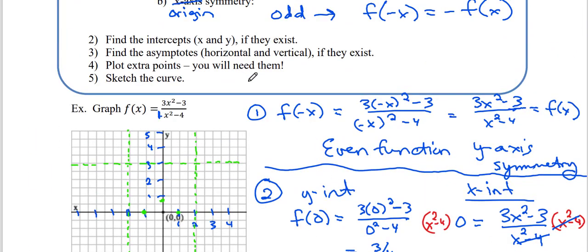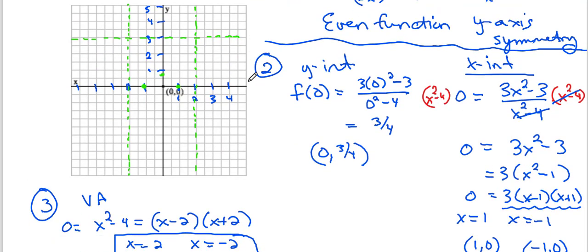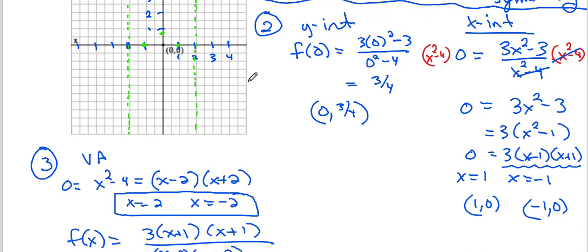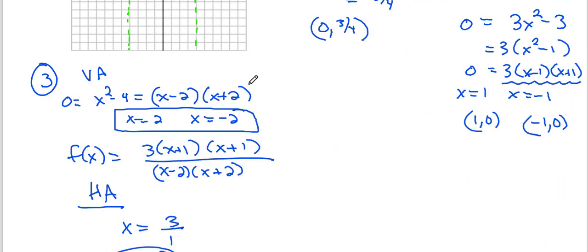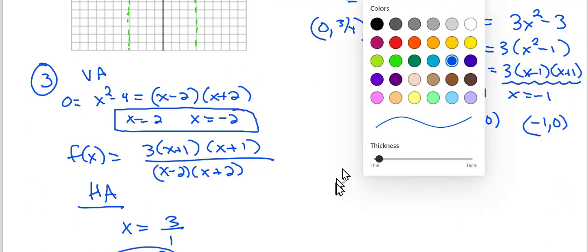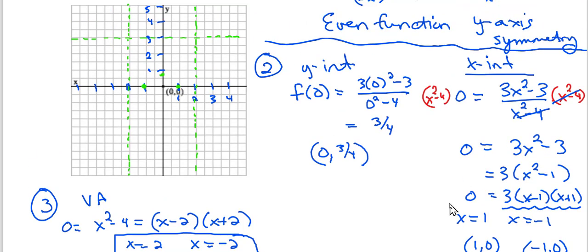Then it says plot extra points. You will need them. So we need to know what's really happening here on the outside of the asymptotes and between the asymptotes. So I'm going to plot some extra points to help me do that. Sometimes a table of values is nice for this kind of thing. I've got some good points in between the asymptotes.